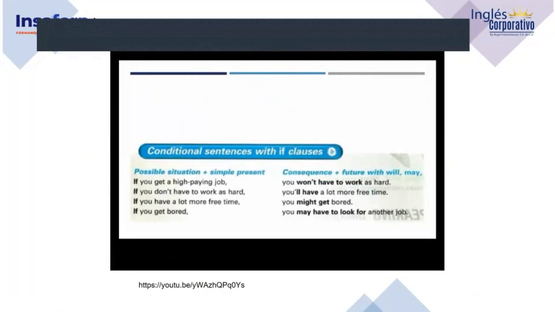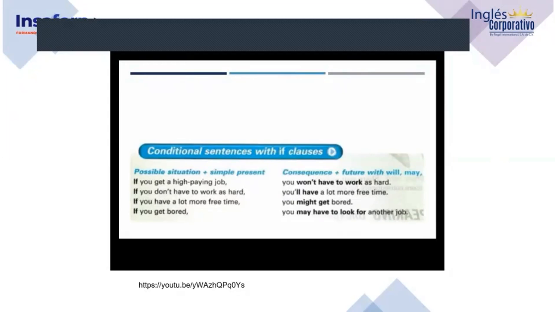Possible situation plus simple present: if you get a high-paying job. Consequence plus future with will, may, or might: you won't have to work as hard. If you get a high-paying job, you won't have to work as hard.